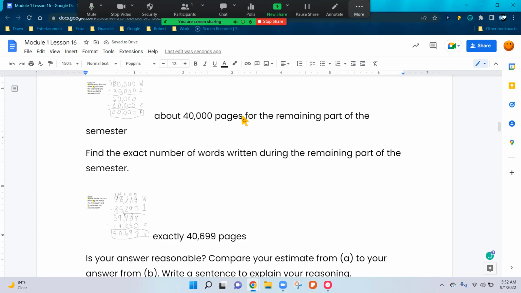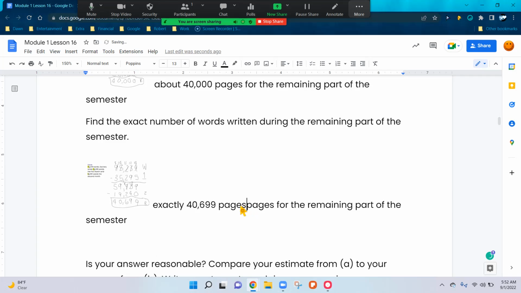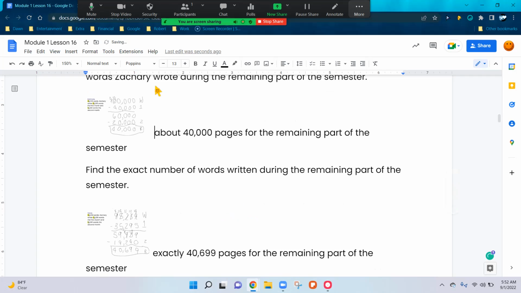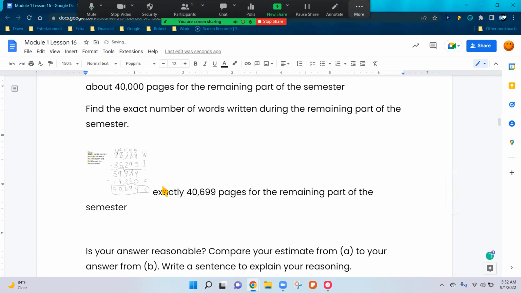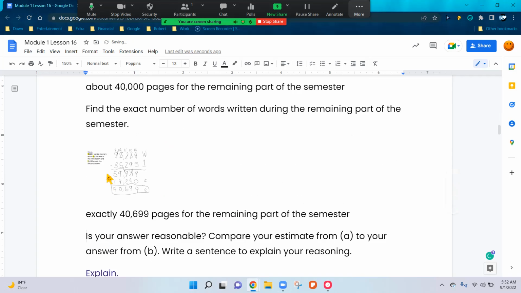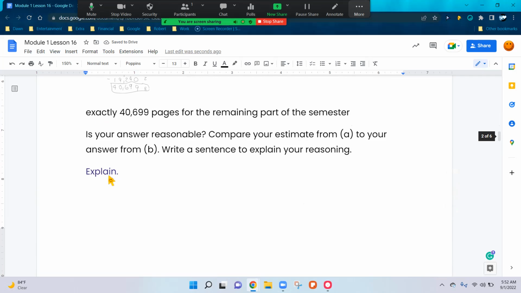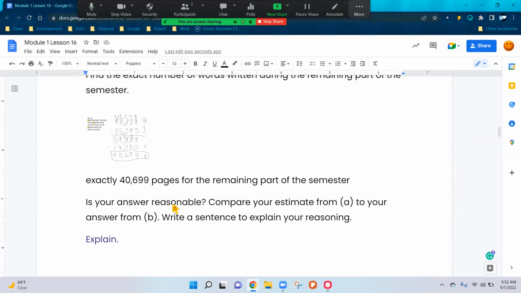So because I'm using the exact same thing, I'm just going to quick highlight, Control C, and then right here, go Control V. I take one of these off, and I'm just going to go here and hit enter. So I have answers, so I can keep on going. Now we need to explain, you guys. Are our answers reasonable?